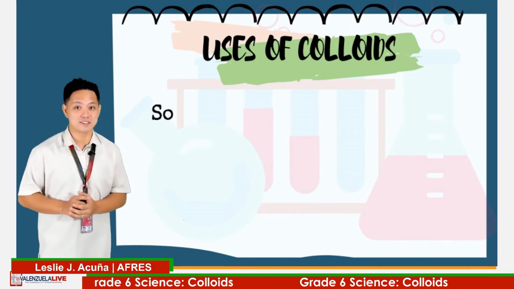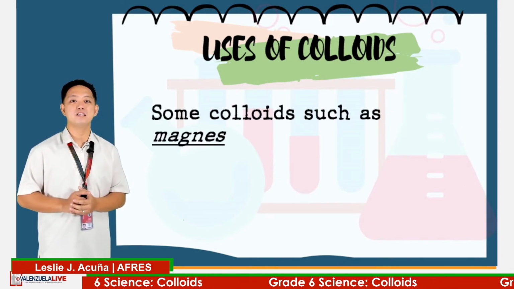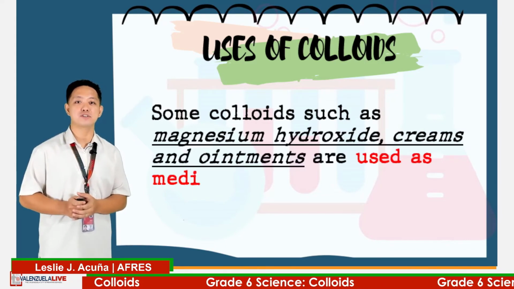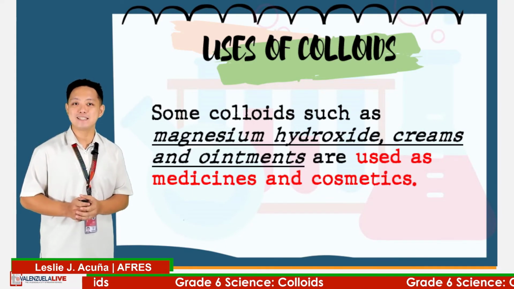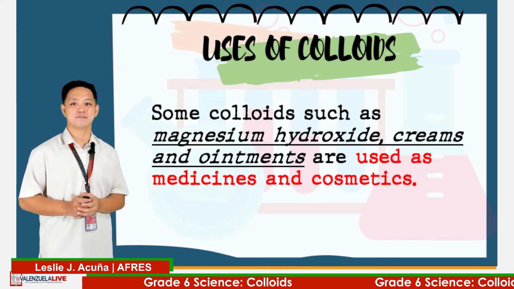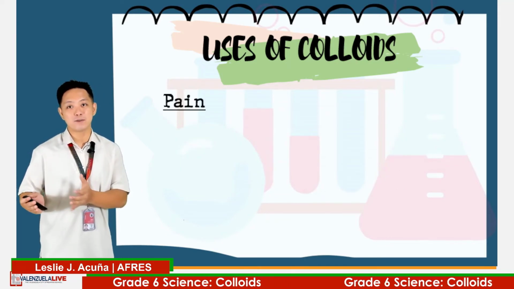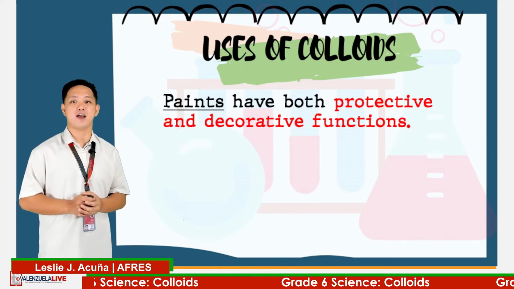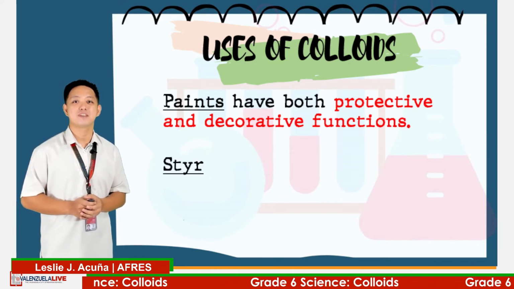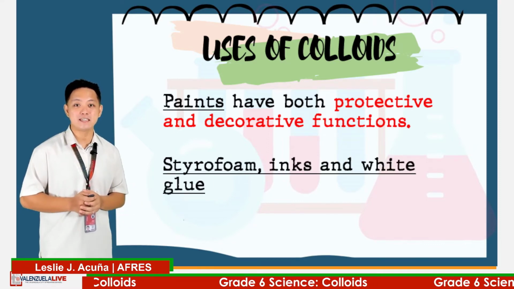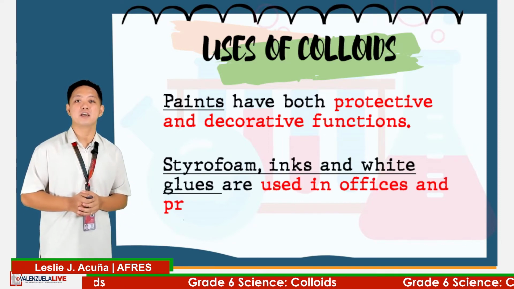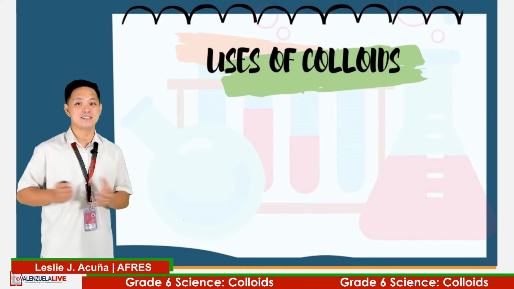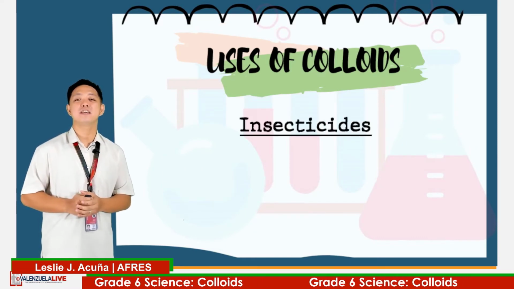Some colloids, such as magnesium hydroxide, creams, and ointments are used as medicines and cosmetics. While paints have both protective and decorative functions. Styrofoam, inks, and white glues are used in offices and printing press. And insecticides are used in farming.